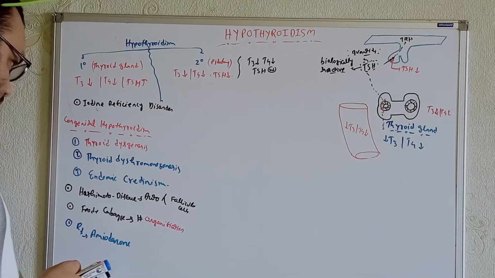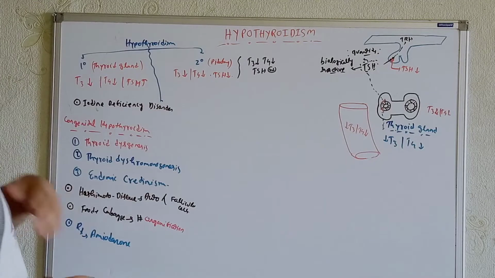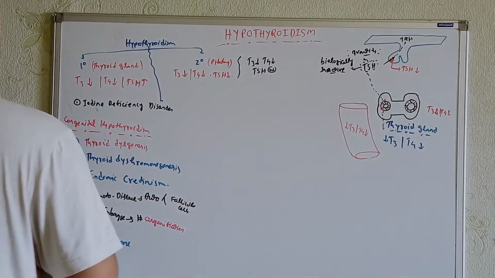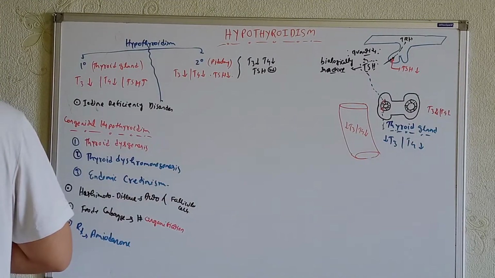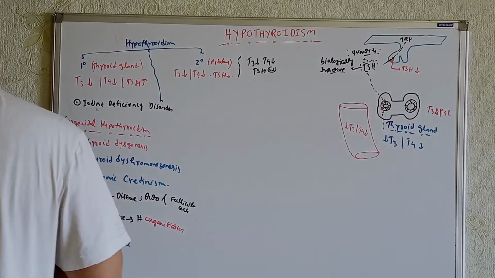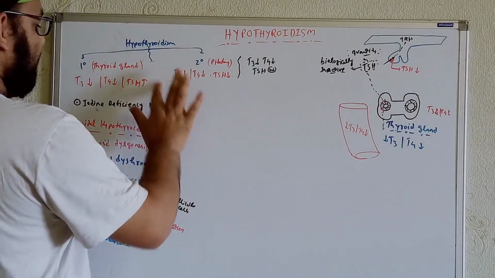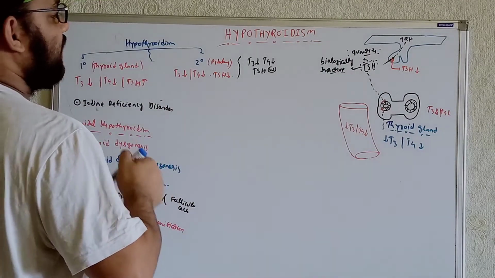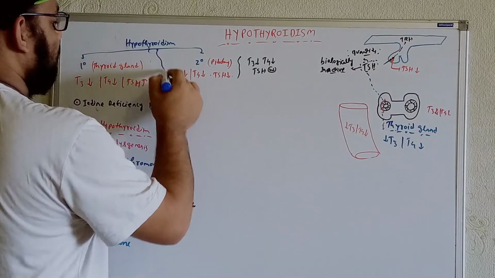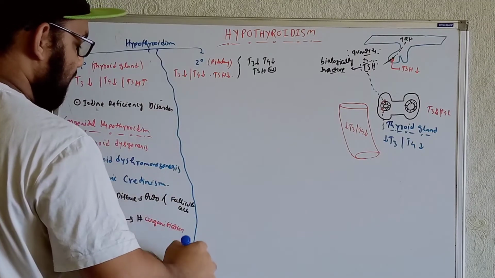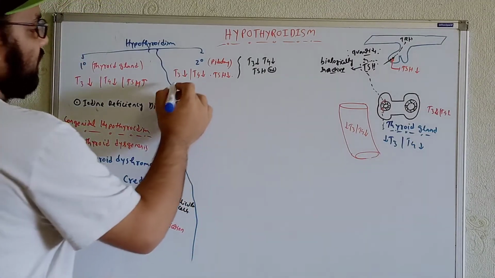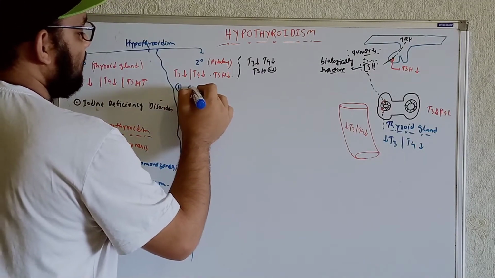Now let's talk about secondary hypothyroidism. What can we see over here? You will definitely get the problem at the pituitary level. So what problems do we get first? We can talk about Sheehan syndrome.